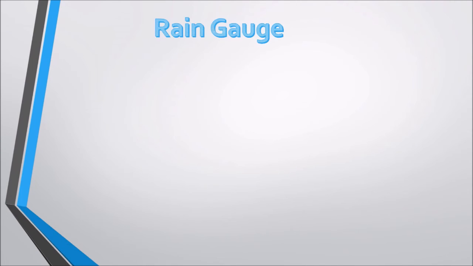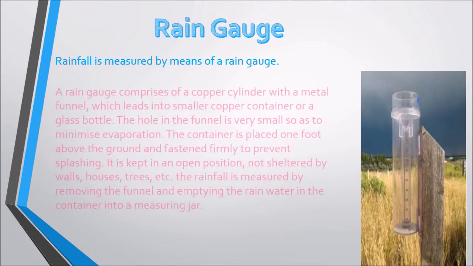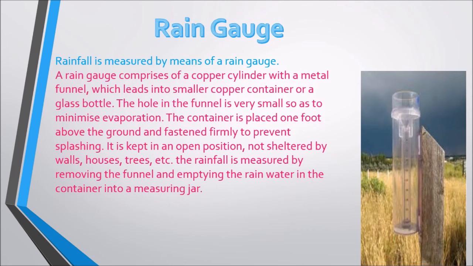The next instrument that we are learning is rain gauge. Rainfall is measured by means of a rain gauge. A rain gauge comprises of a copper cylinder with a metal funnel which leads into a smaller copper container or a glass bottle. The hole in the funnel is very small so as to minimize evaporation. The container is placed 1 foot above the ground and fastened firmly to prevent splashing. It is kept in an open position, not sheltered by walls, houses, trees, etc.